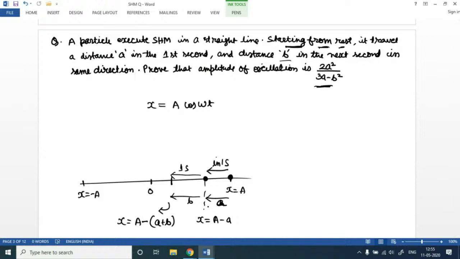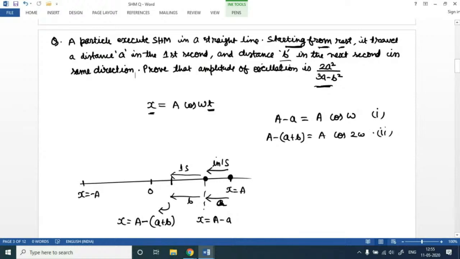So two equations we can write. For 1 second, just substituting the values of time t and x, the first equation we will get is A minus a would be nothing but capital A into cos omega, and t is basically 1. So cos omega simply we can write. So that is the first equation. And the second equation would be capital A minus (a plus b) equals A cos 2 omega. So that is equation number 2.